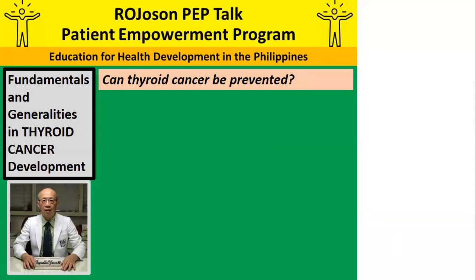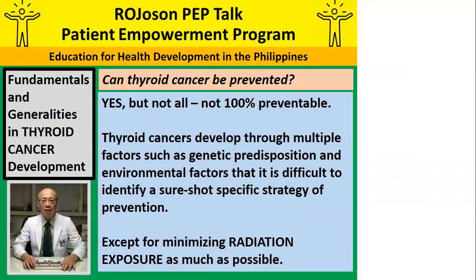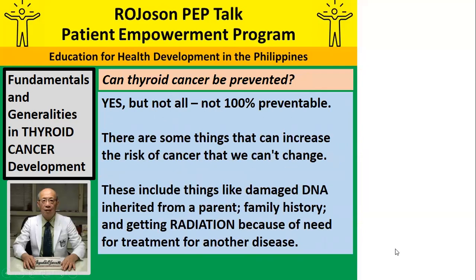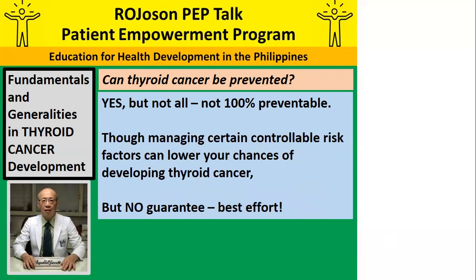Can thyroid cancer be prevented? Yes, but not 100% preventable. Thyroid cancers develop through multiple factors, such as genetic predisposition and environmental factors, so it is difficult to identify a sure-shot specific strategy of prevention, except for minimizing radiation exposure as much as possible. There are some things that can increase the risk of thyroid cancer that we cannot change. These include damaged DNA inherited from a parent, family history, and getting radiation because of the need for treatment for another disease. Though managing certain controllable risk factors can lower your chances of developing cancers, there's no guarantee, so just best effort.